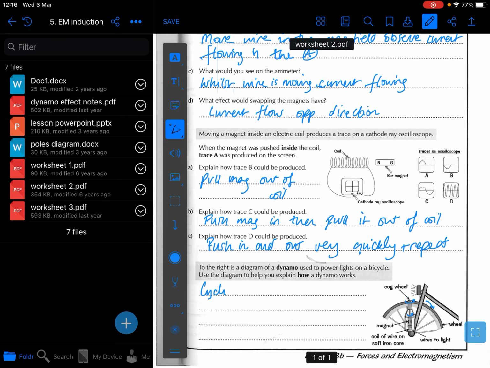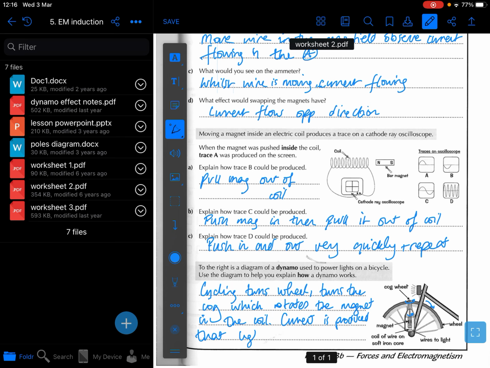So, cycling turns the wheel, which turns the cog, which rotates the magnet in the coil. Current is produced that lights the lamp. Let's call it the lamp.